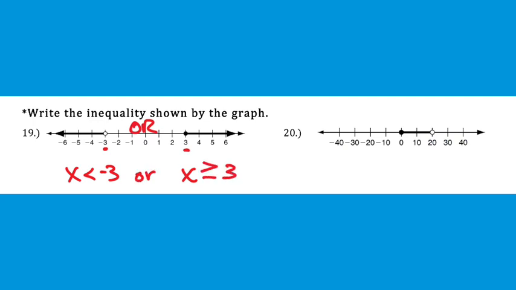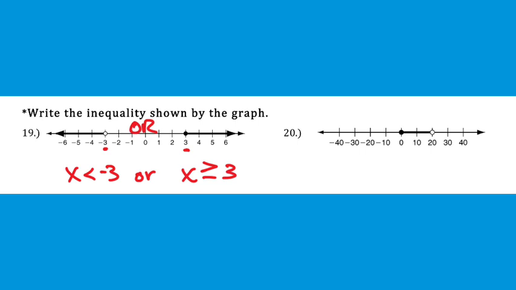So on number 19, we just need to graph the inequality according to what it says. It's an or, so we write the 2 separate inequalities. It's a closed circle on the greater than. That's why there's an equal to.